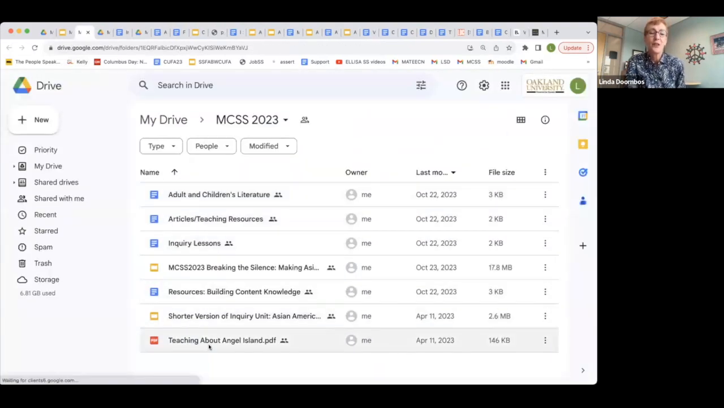And there's just other places. There's an article about teaching not only about Ellis Island, but also teaching about Angel Island, since so many of the Asians came through and entered America in California, not on the East Coast. And so I'm hoping that this is just a wealth of information to get you excited about how can we break the silence and have a sense of urgency for bringing this work into our classrooms.